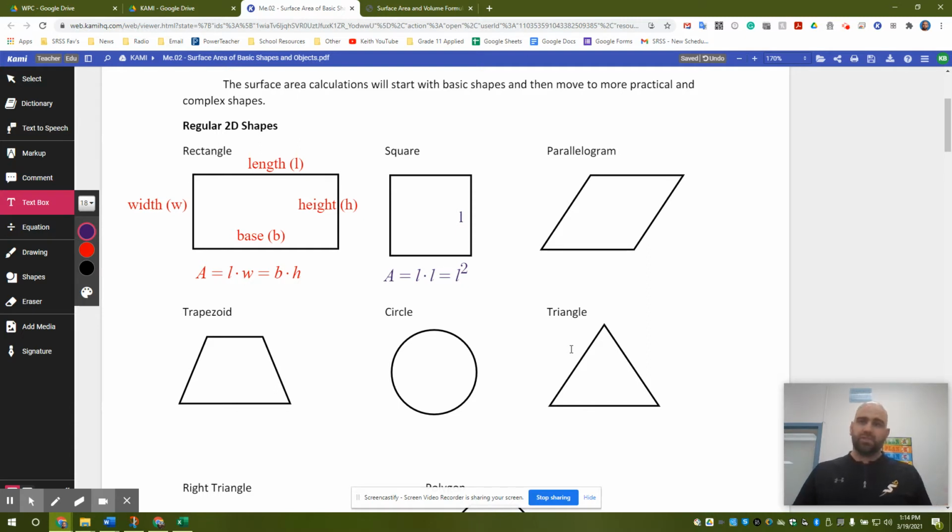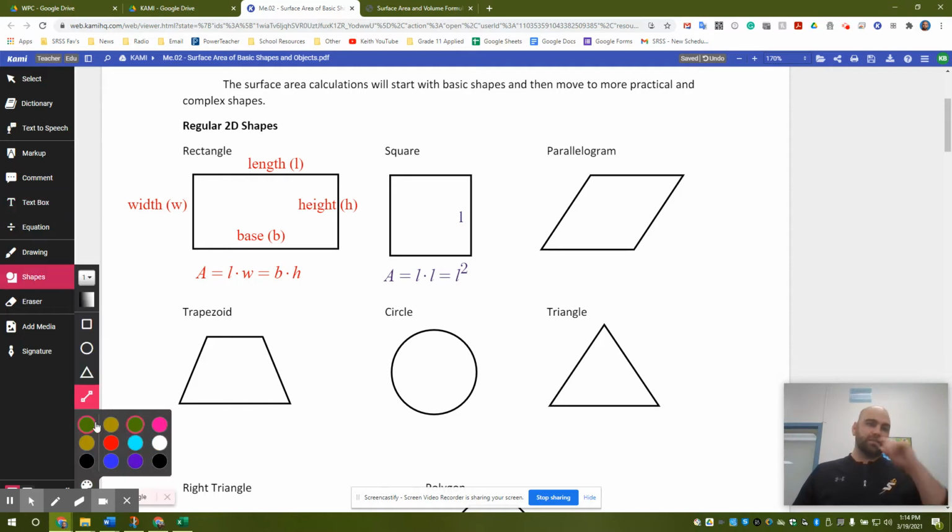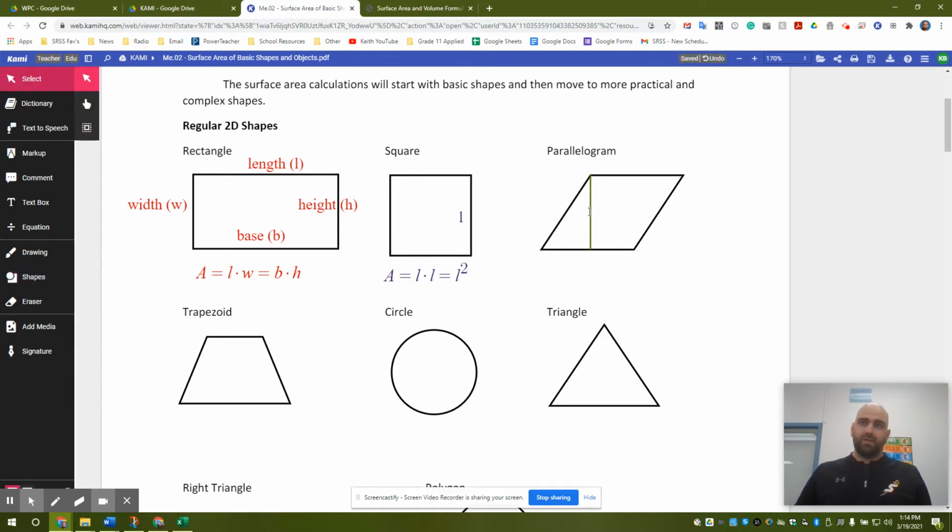Those are very basic shapes. We've done those in the past for many years, and we understand how to use those. A parallelogram is maybe a little bit different, where you may or may not have seen some of it before. So a parallelogram, and we're going to draw in a measurement right here in green. And I'll try to switch it to a dashed line. There we go, there's my dashed line.